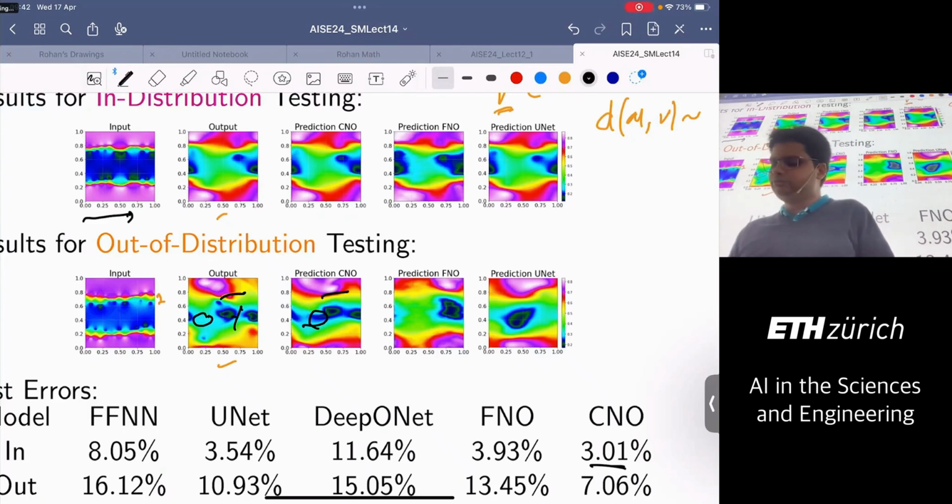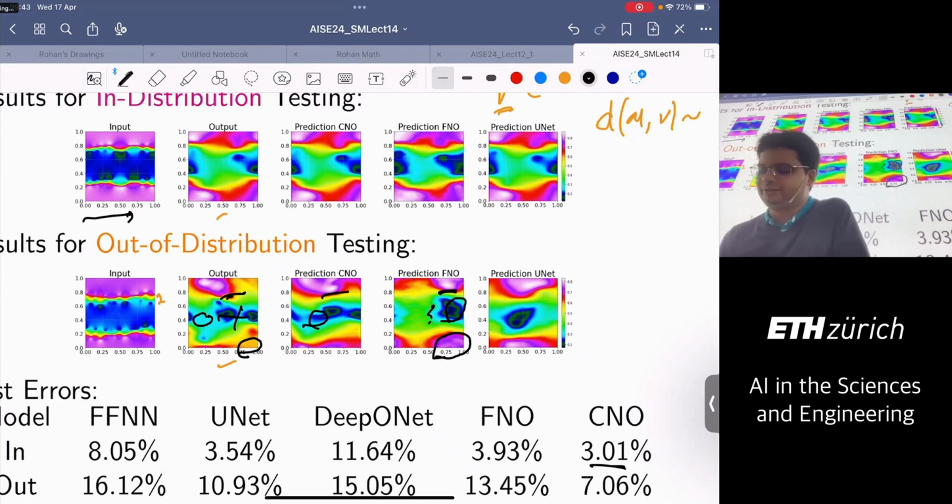What does FNO do? It does not resolve this feature nicely. It puts it at a different place. And not only that, it puts something here, which was not there in the ground truth. And also here, remember that there is a connection between these two vortices. It does not even have them here, right? So qualitatively, you can see the difference.